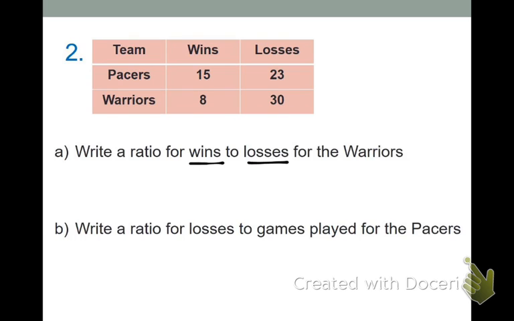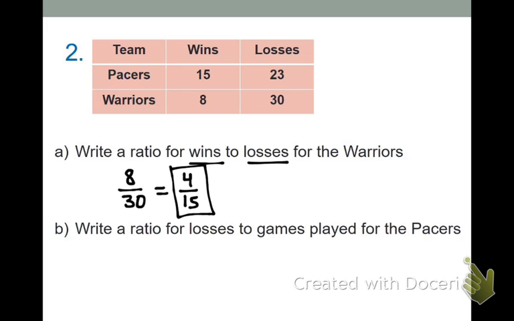8. They had 8. How many losses did they have? 30. Okay, so 8 to 30 is what their ratio is. But every single time you have a ratio, you need to reduce it. So when I reduce this, what do I get? 4/15. Okay, you divide it by 2 on top and bottom, and you'll get 4 to 15. So that is their ratio for wins to losses.